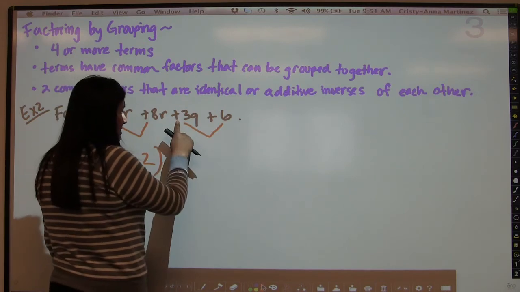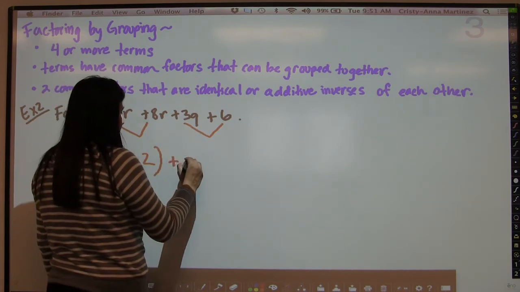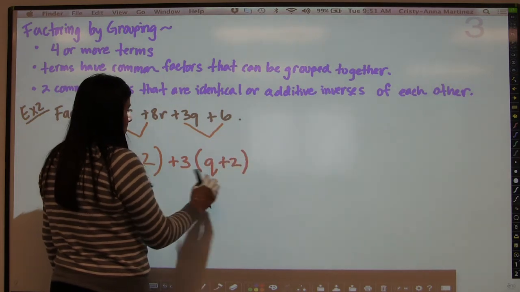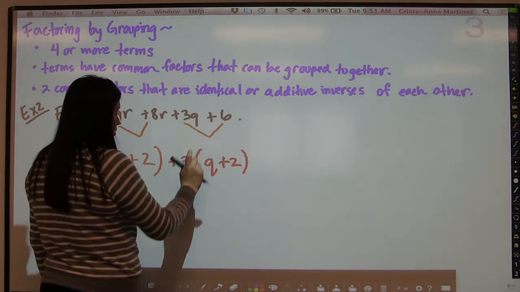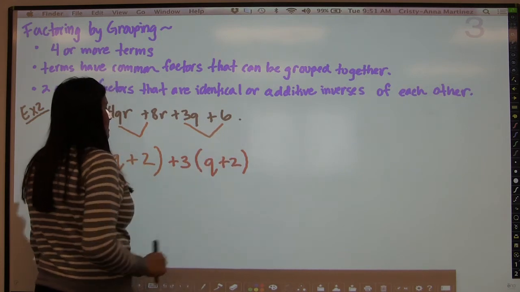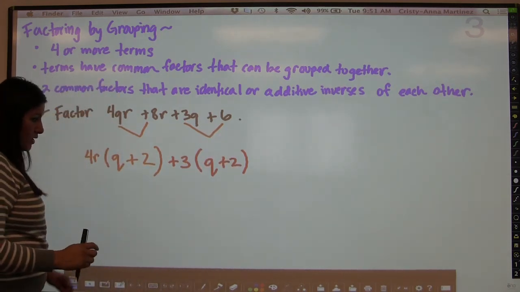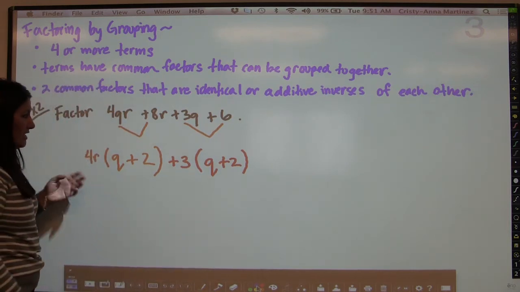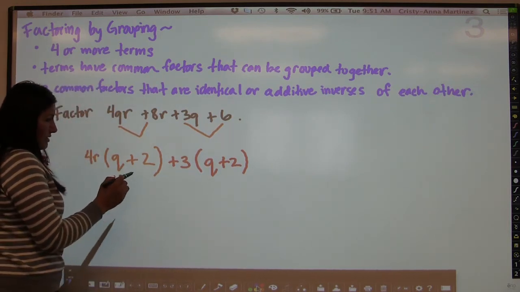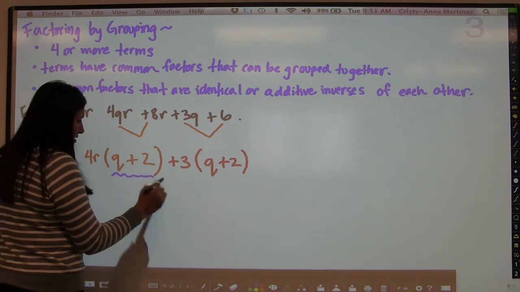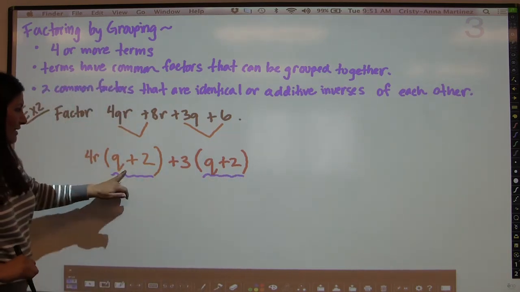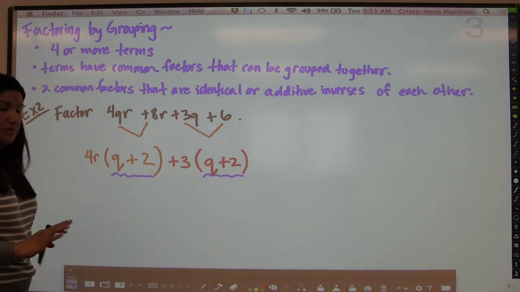And because this is positive 3, we're going to take out a positive 3. And then we're going to put Q plus 2, because 3 times Q is 3Q, and 3 times 2 is 6. So what's supposed to happen when you do this is exactly what you see here: the factor inside the parentheses is supposed to be identical. If you didn't get identical parentheses there, then something went wrong.